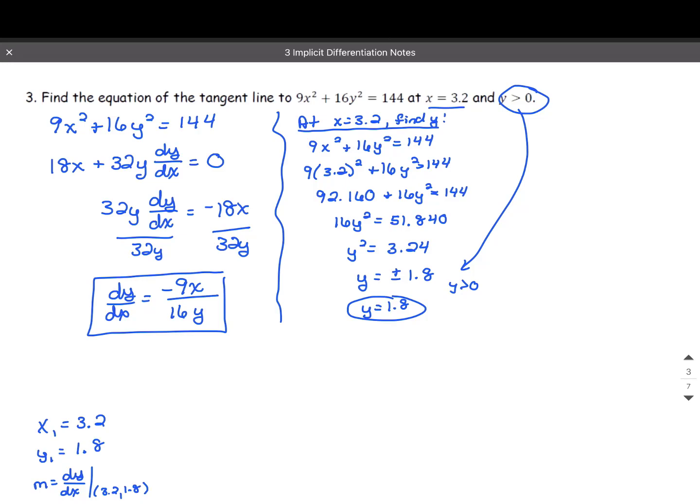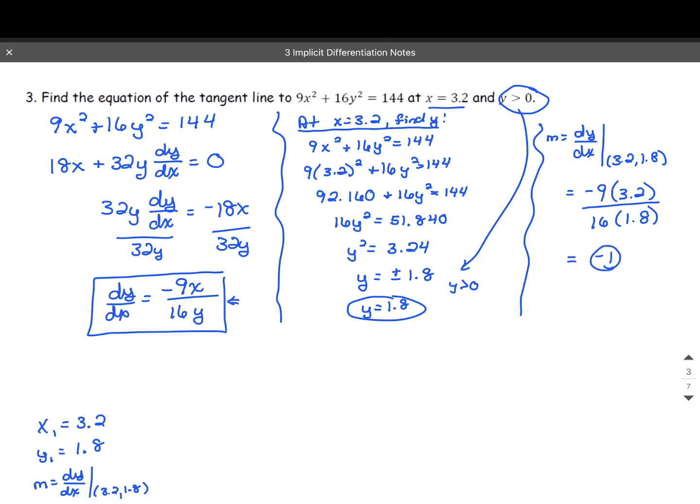Now to find the slope, the slope is our derivative evaluated at the point (3.2, 1.8). So 3.2 is going in for x and 1.8 is going into y, and we're using this derivative. So it's negative 9 times the x, which is 3.2, over 16 times the y, which is 1.8, and you're going to throw that in your calculator, and lo and behold, you get negative 1. So the slope is negative 1.